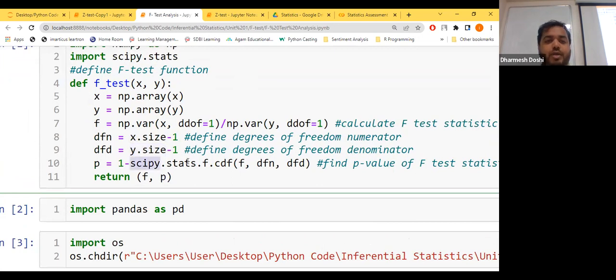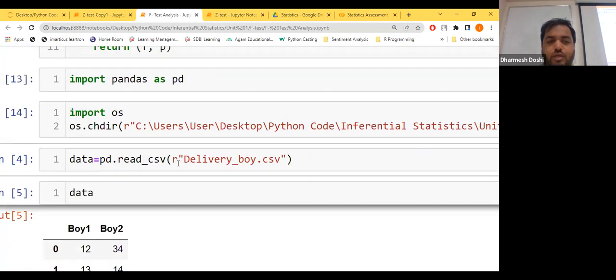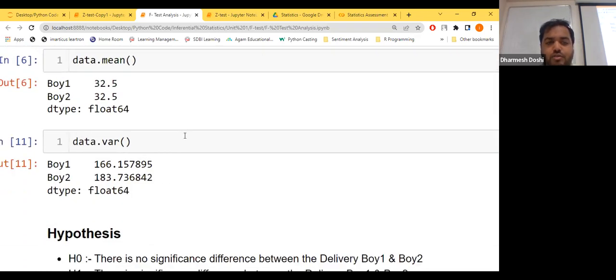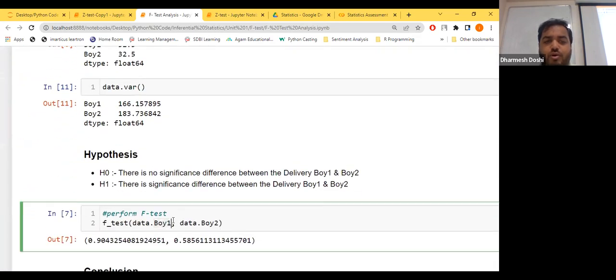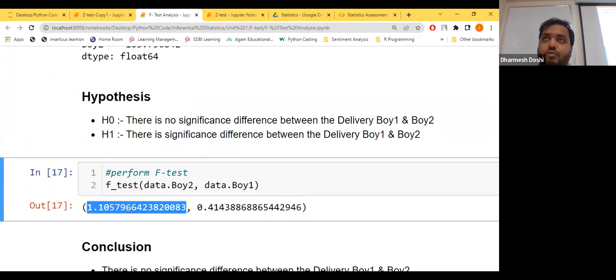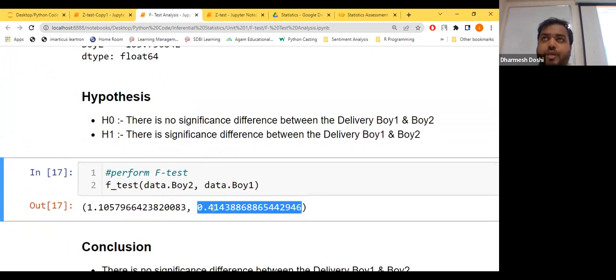From SciPy, I want to use stats for F, give me cumulative. The value of F, degrees of freedom using both. In return, give me F value and P value. Now my question to you guys, which data should I write first? Boy 1 or 2? 2. And this will come as your boy 1. See, this is the F value and this is your probability.